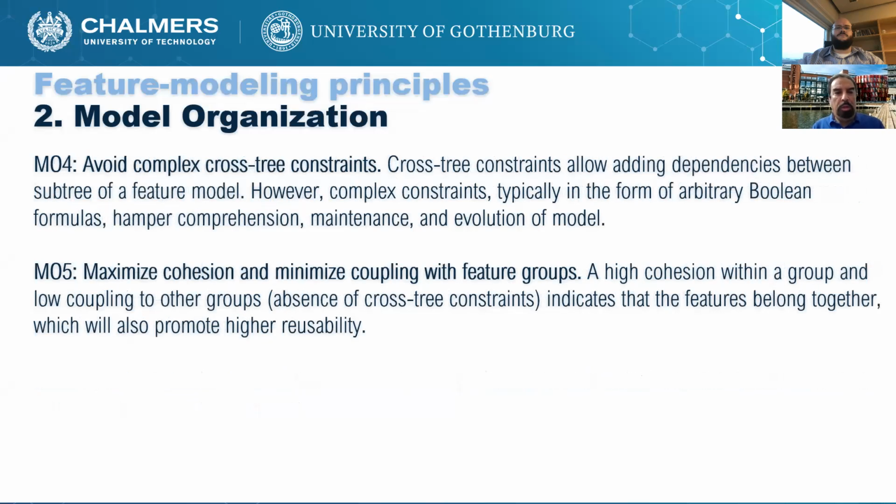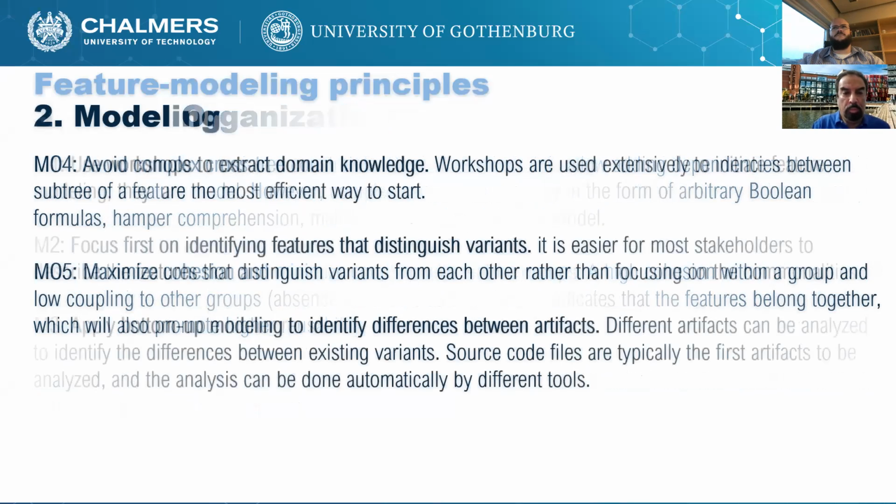Here, for example, it talks about the modeling organization. It talks about avoiding cross-tree constraints, as you know, with the decoupling principle and the separation of concerns, as we're going to say in the following lectures. So you make sure that you avoid these things because they are not good programming practice. We talked about cohesion and minimum coupling with features, and these are all in the principles.